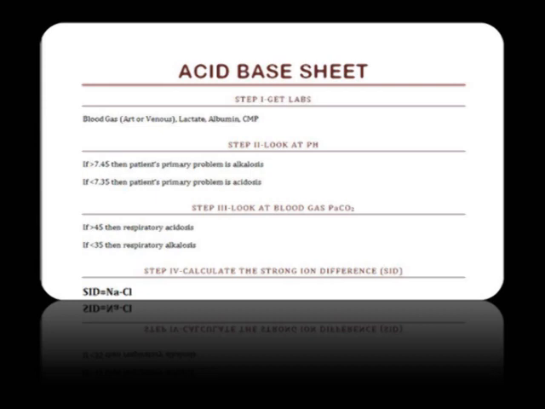Step 2 is you look at the pH, and you know this part. If it's greater than 7.45, you say the patient's primary issue is alkalosis, and if it's less than 7.35, acidosis. Easy. All right, now we get to the stuff that's a little bit different.